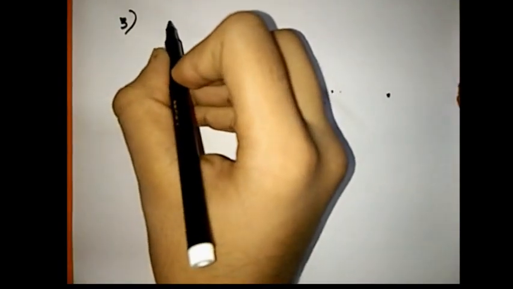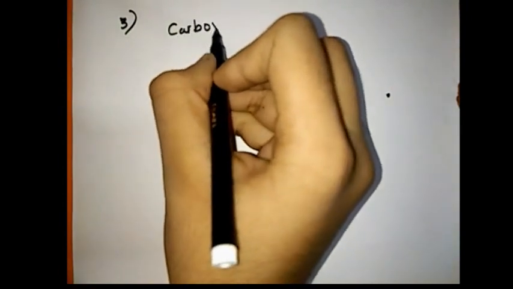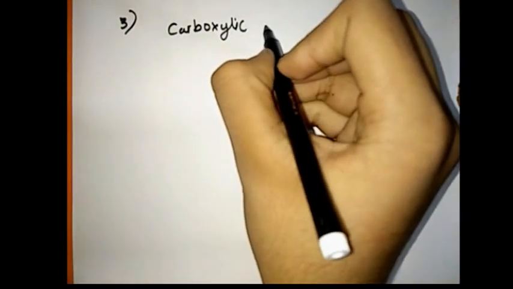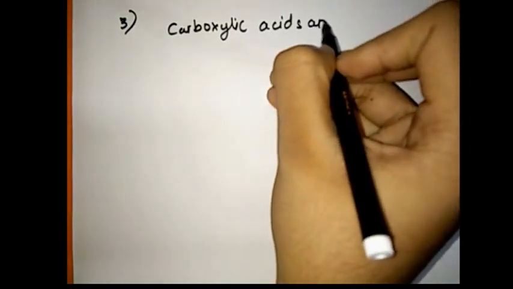Now coming to the third subtype of this one, we have here carboxylic acids and esters.